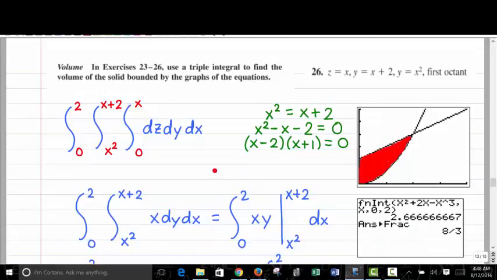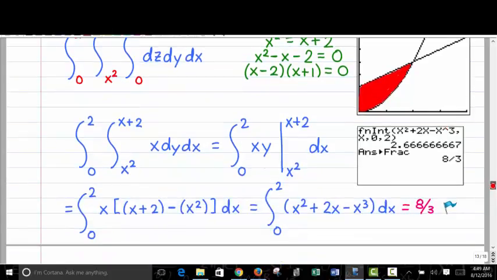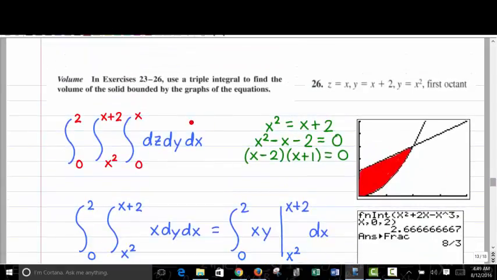All right, setting up a volume. If we're bounded by z equals x, and then y equals x plus 2, y equals x squared, we're in the first octant. I didn't put the three-dimensional picture here. I could have, but in this case, though, if you want to try to start the last example, with z being numerical, it made sense for it to go last. But most of the time, if your z is in terms of the other variables, oftentimes you're going to want to go first with that.